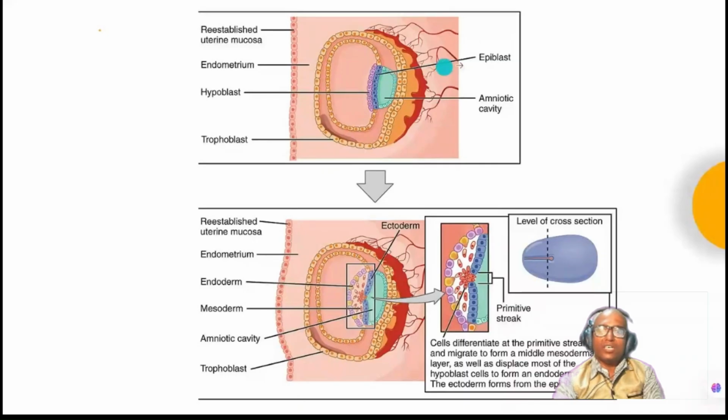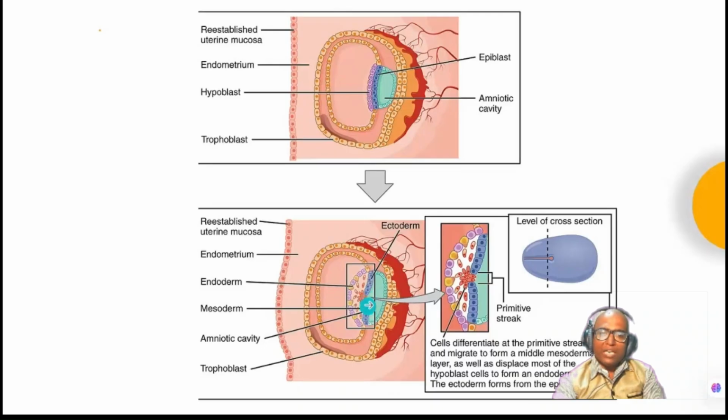Here it is the epiblast, here it is the hypoblast, here it is the amniotic cavity, and this is the yolk sac. Now what are the changes which are happening? So this is the place where the primitive streak is getting formed.